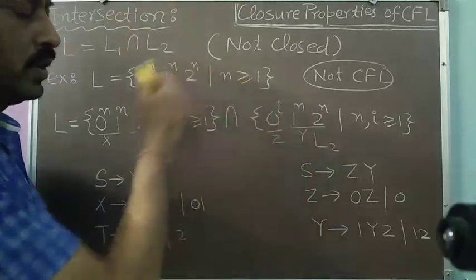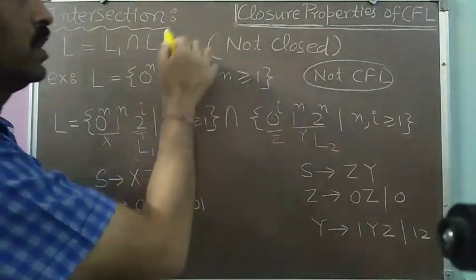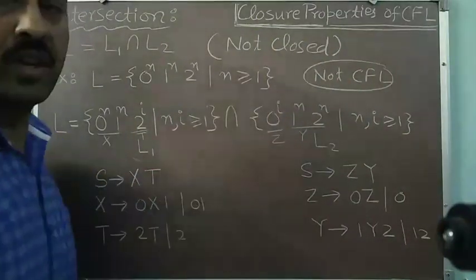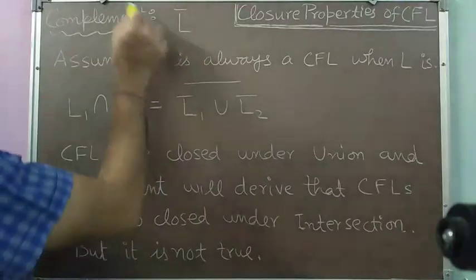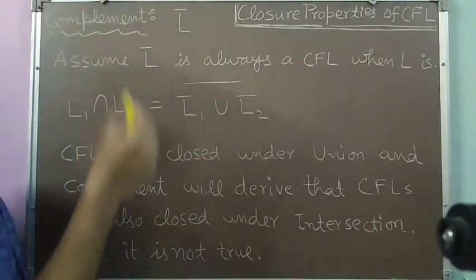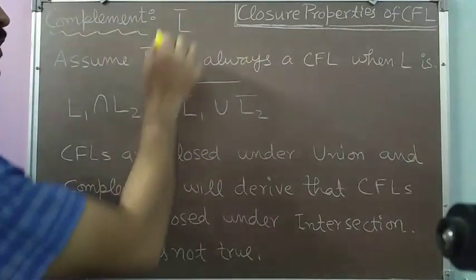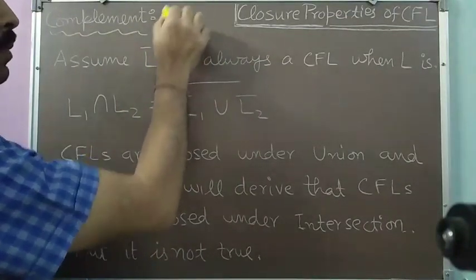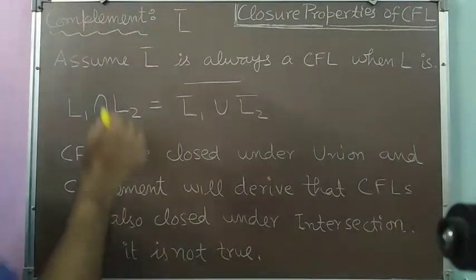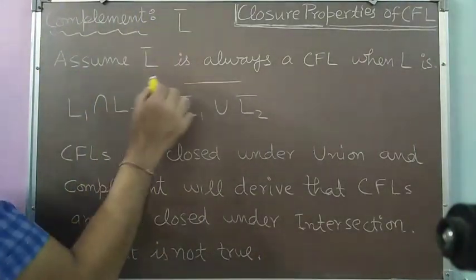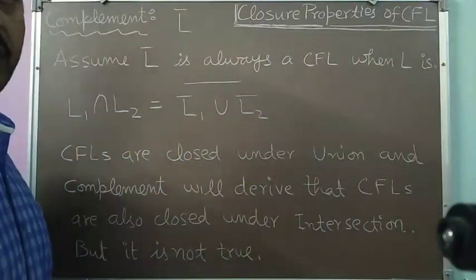So, because it is not true in every case, under the intersection operation our CFLs are not closed. Now come to our next operation, the complement of a language, that is L complement. If L is a context free language, we have to test whether L complement will always be context free or not. To test this, we will first assume, suppose L complement is always a context free language when L is also a context free language.